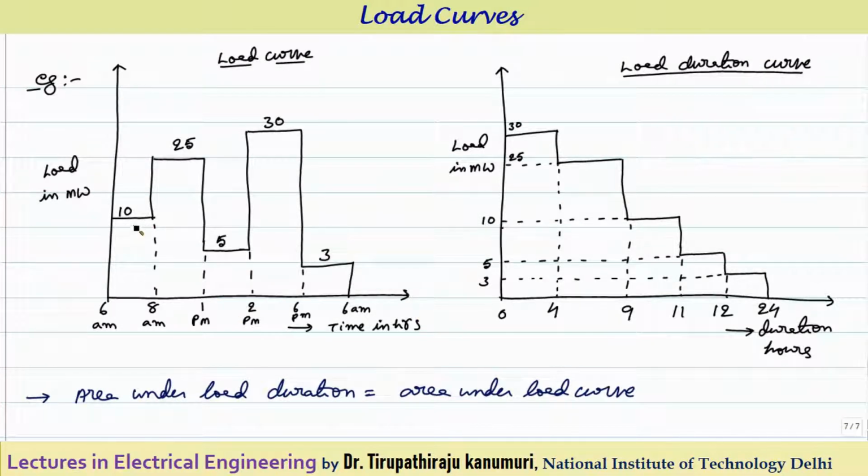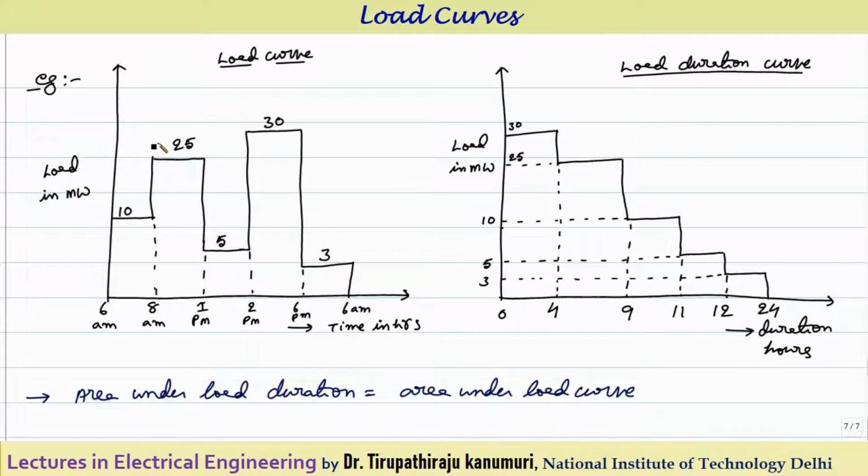Here in the load curve, you can observe that 10 megawatt is there from 6 am to 8 am. After that 25 megawatt is there from 8 am to 1 pm, and 5 megawatt is there from 1 pm to 2 pm, and 30 megawatt is there from 2 pm to 6 pm, and then 3 megawatt from 6 pm to 6 am. This is continuously varying.